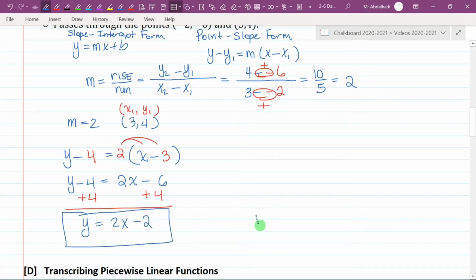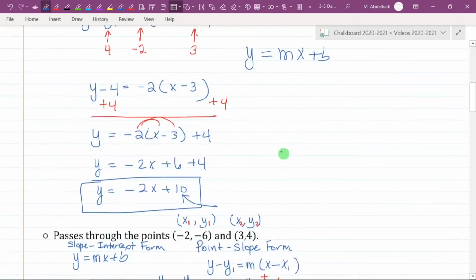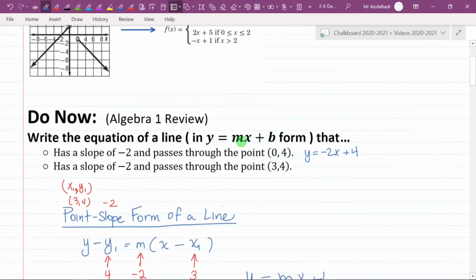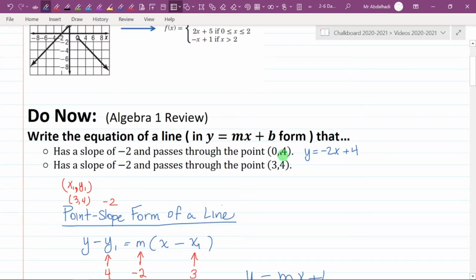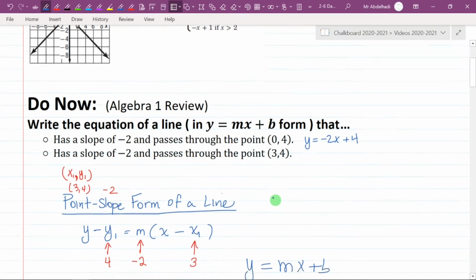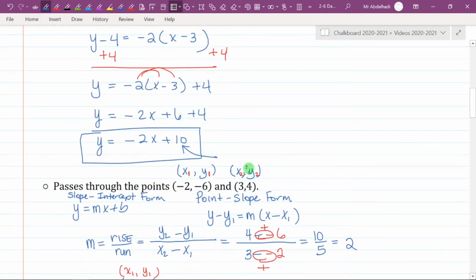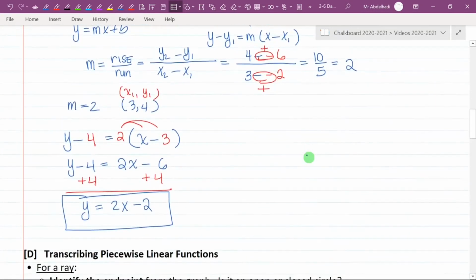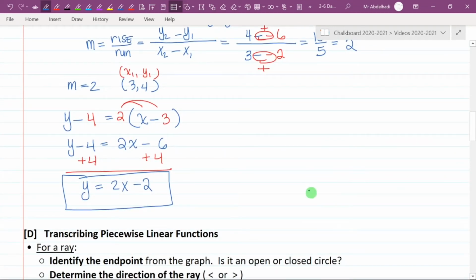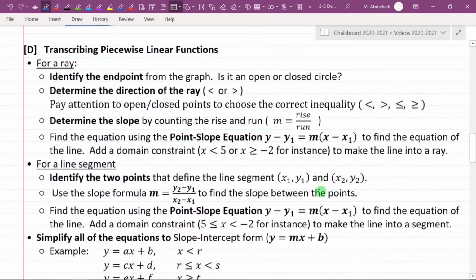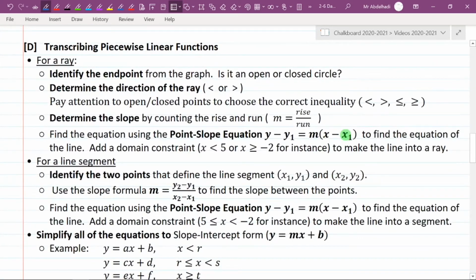So that's a little review of how to write the equation of a line if you have a slope and a y-intercept, if you have a point and a slope, and if you have 2 points. Feel free to rewind that as much as you need to. There's your Algebra 1 review. So now that we know how to write the equations of a line, let's talk about transcribing piecewise linear functions.